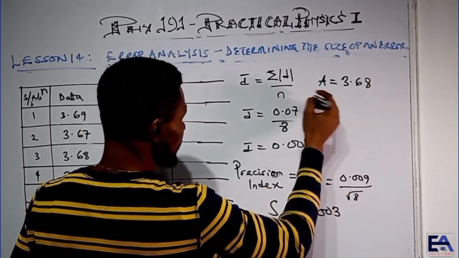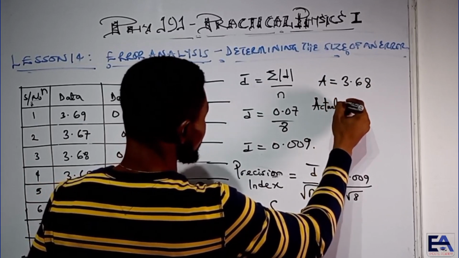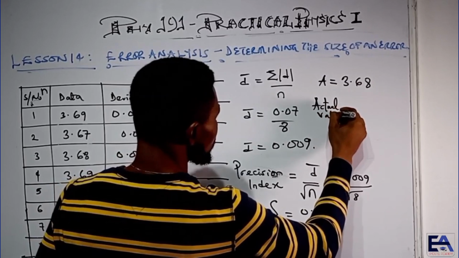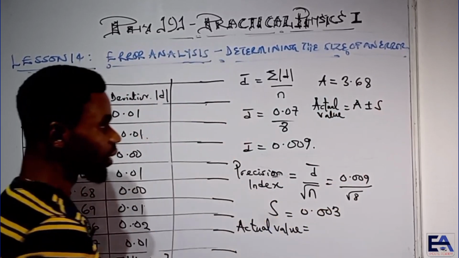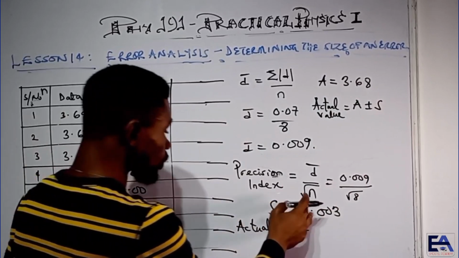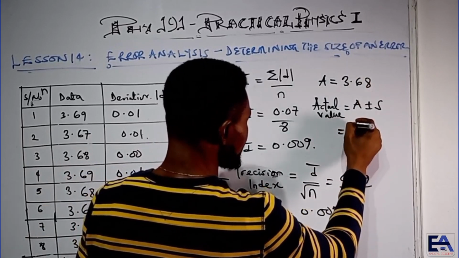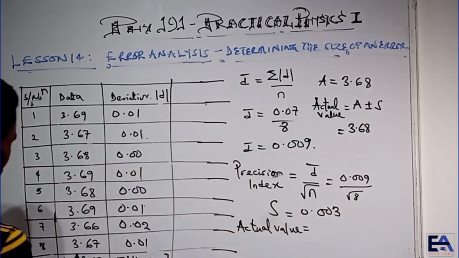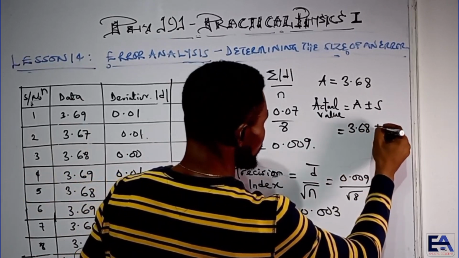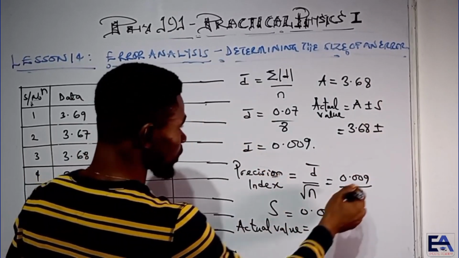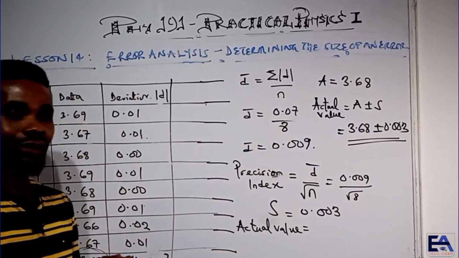Ideally, we are supposed to say that the actual or approximate value is equal to the average value plus or minus the precision index. Which means I'm supposed to write my answer as the average of the 8 measurements, 3.68, plus or minus the precision index, which I just got, 0.003. So this is how I'm supposed to write my answer normally.